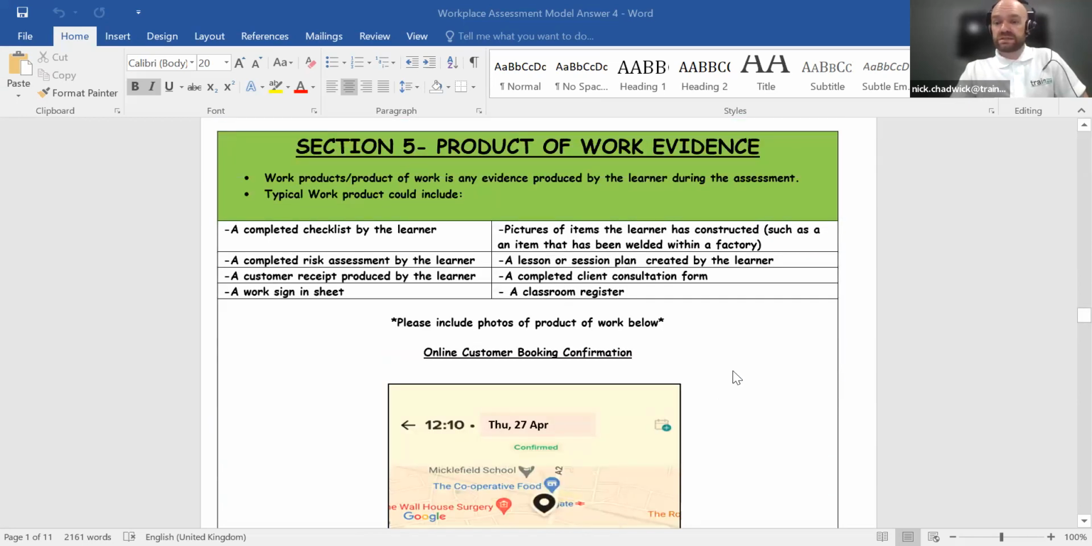All workplace assessments must include some type of product of work evidence. So a product of work is defined as any evidence produced by the learner during the assessment. So this can be before or after the assessment. So for example, it could be a completed checklist by the learner. It could be a completed risk assessment. It could be a customer receipt. That is a product of work. Even a work sign-in sheet is a product of work.